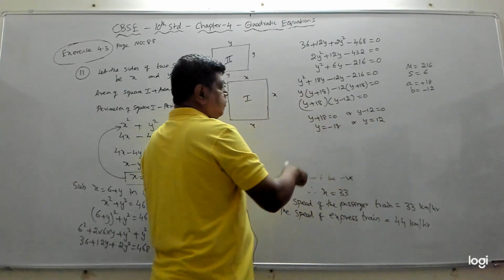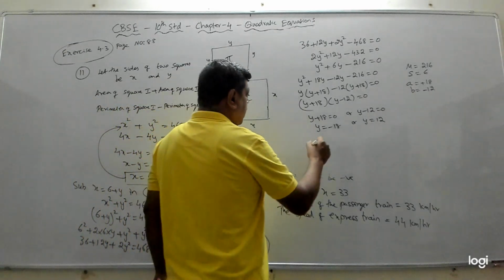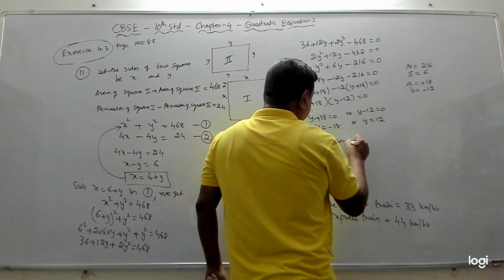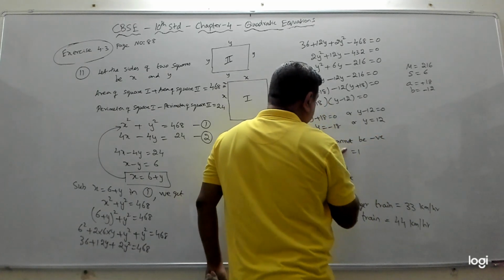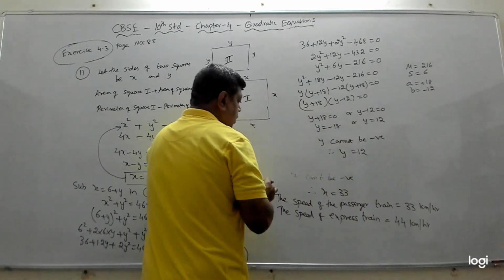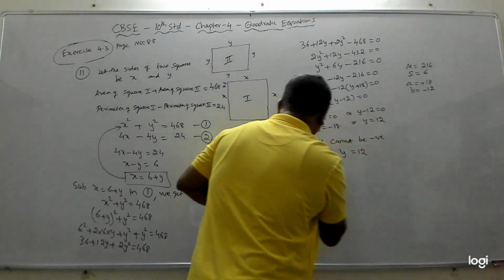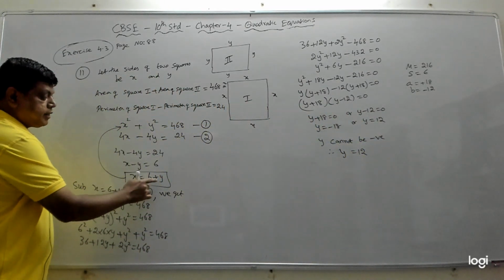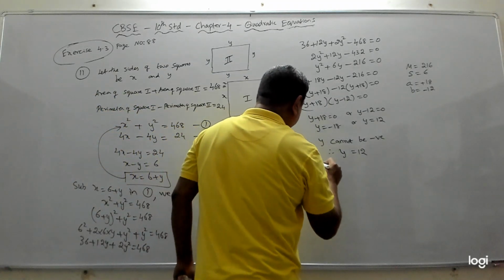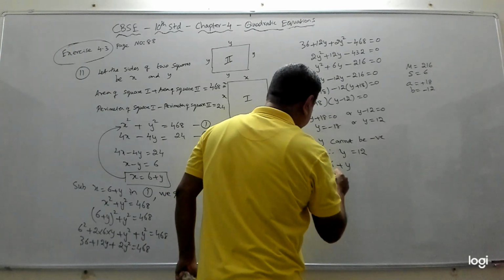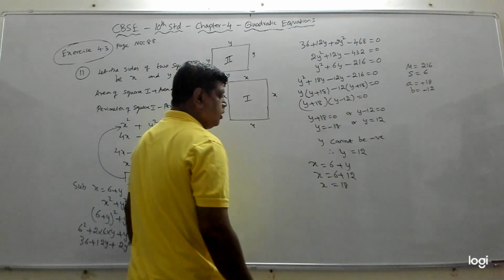So y cannot be negative because it's a side of a square. Therefore our y is 12. Now y is 12, we need to find x. What is the relationship between x and y? We can go and see this one. X is 6 plus y. Once you find y, you can find x from this. So x is equal to 6 plus y, so x becomes 6 plus 12. So x is 18.